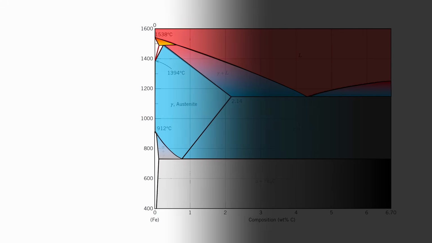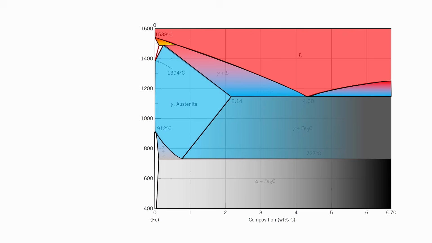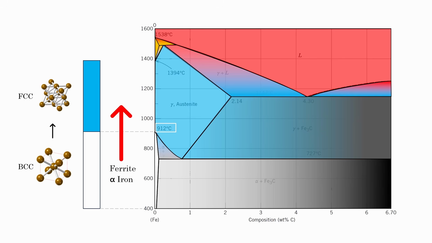Now, for a moment, ignore the entire diagram and only focus on the leftmost vertical line. This left side represents pure iron without any carbon, 0% carbon. At room temperature, pure iron has a BCC crystal structure called ferrite, also alpha iron. If we increase the temperature above 912 degrees Celsius, this BCC structure transforms into FCC structure called gamma iron, and this FCC phase remains stable up to 1400 degrees Celsius.